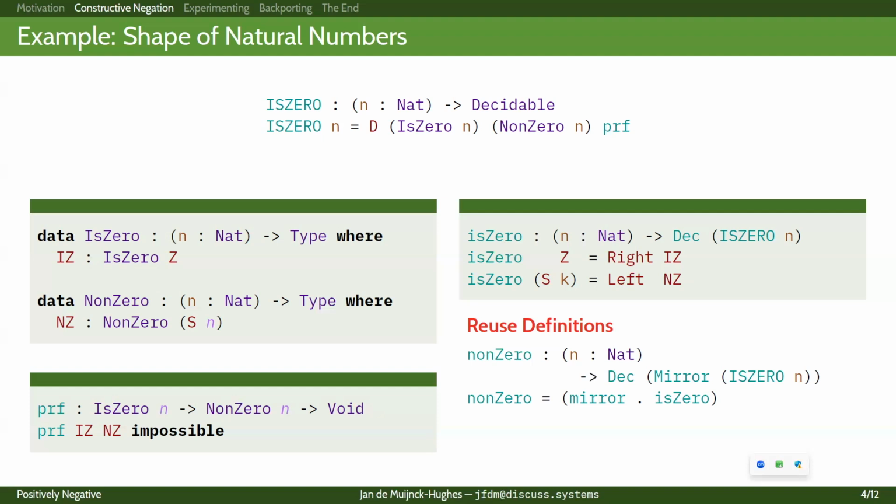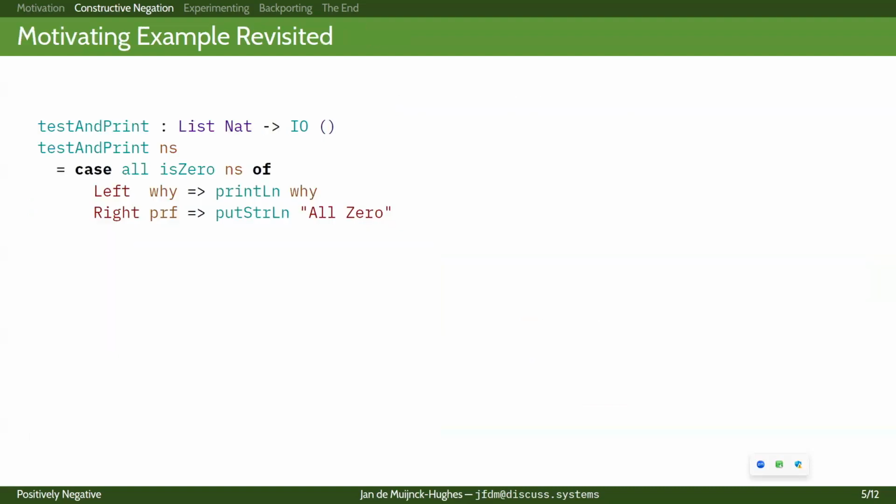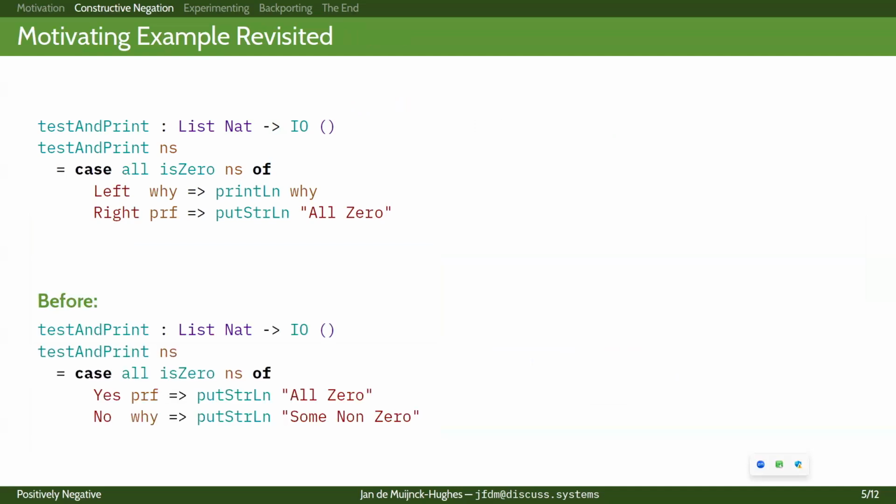So let's revisit the working example. Here I've rewritten test and print in my framework. Not much has actually changed. Before we had yes and no, but now we have left and right. The nice thing in the error case is that I've got something from the left-hand side and I'm using it at runtime. I'm printing out why this failed, which is quite nice.